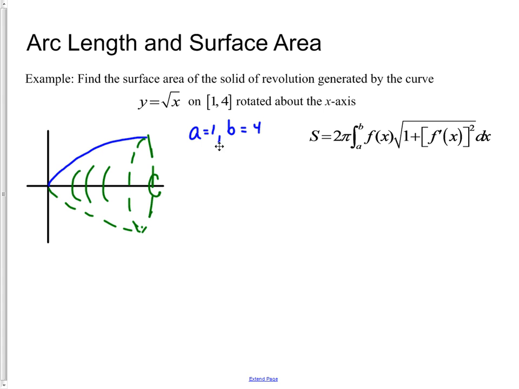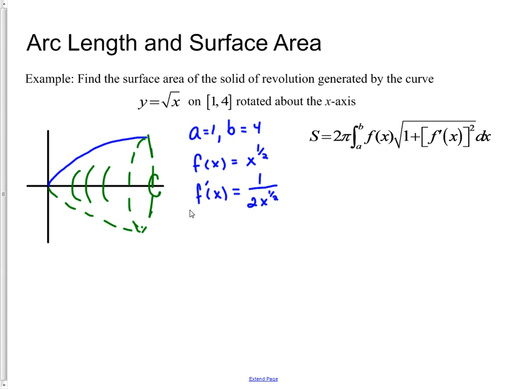We know that our function f of x will be our square root of x function. So I'll write this way, x to the 1/2. And that our derivative f prime of x will be 1 over 2 x to the 1/2, if we remember how to do that.